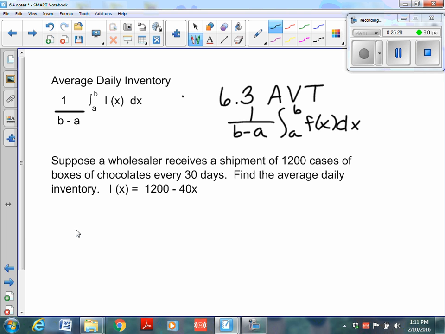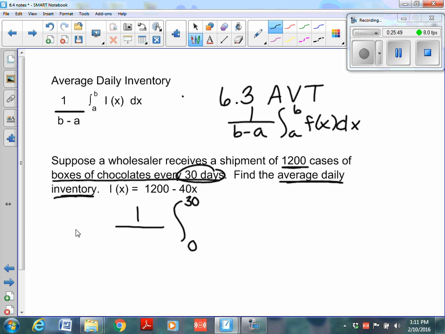Suppose a wholesaler receives a shipment of 1,200 cases of boxes of chocolate every 30 days. Here's the key word: find the average daily inventory, right? When you hear the words average value inventory, you're just going to go 1 over every 30 days. You're going to integrate from 0 to 30, right?